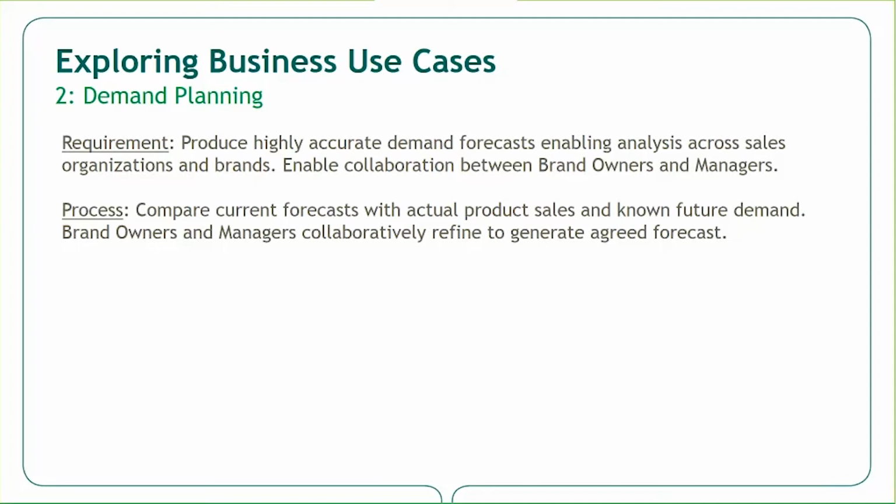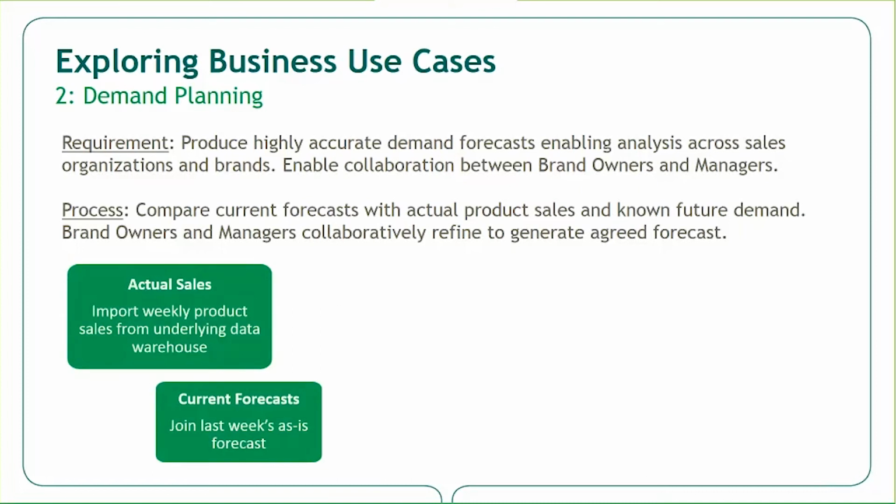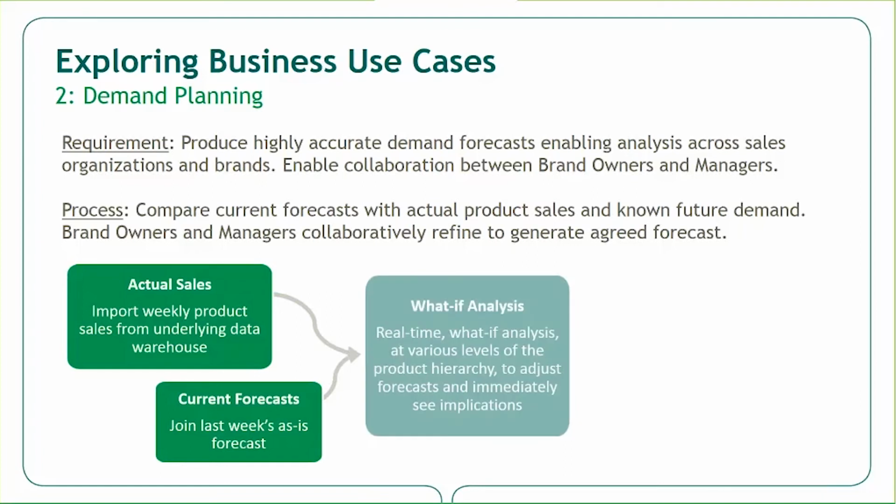We do have one customer who does demand planning on a weekly basis for their products. Each week they bring together the latest weekly sales data alongside the as-is forecast, or their most recent forecast. Brand owners first take a view of this revised forecast, then they meet with their managers to collaborate and refine the next iteration of the forecast.